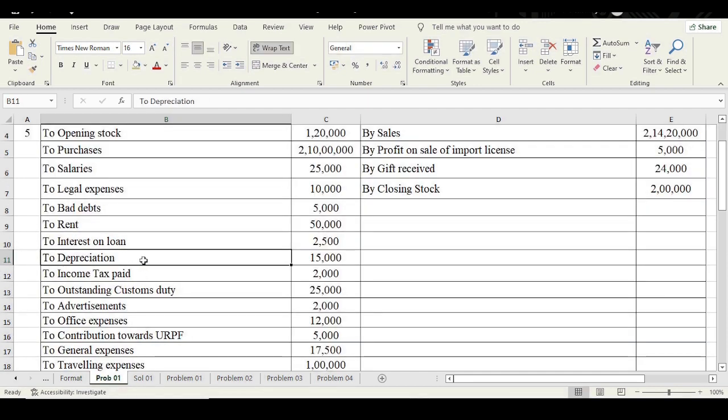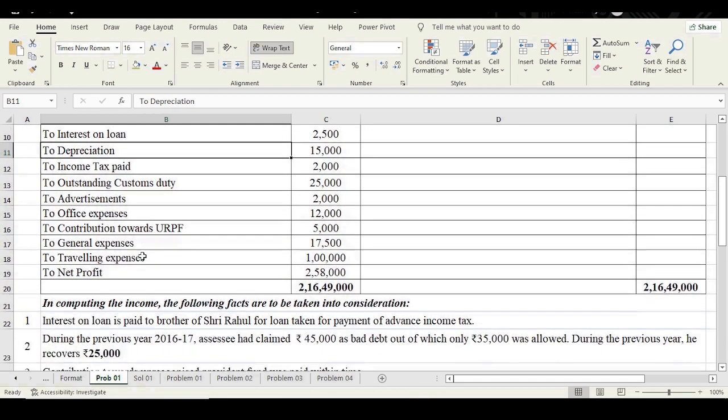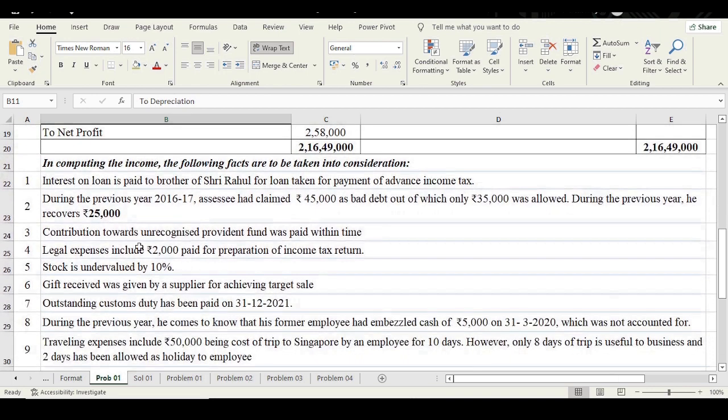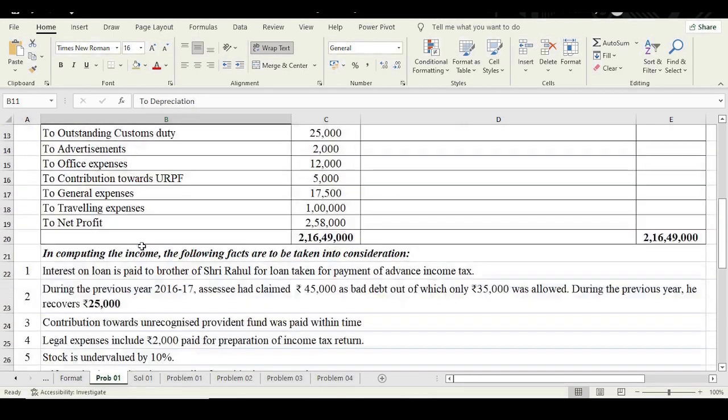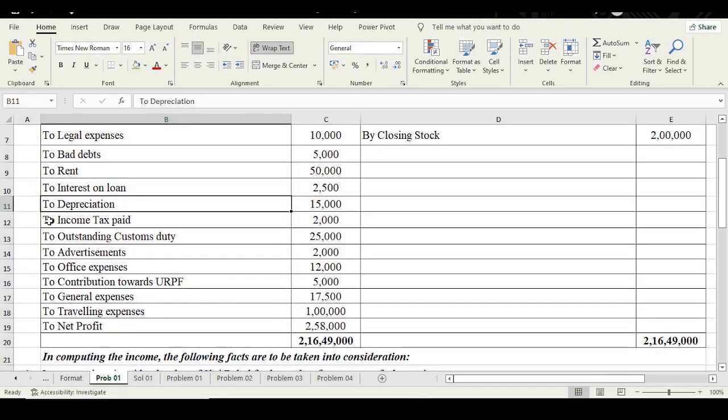Then depreciation. Depreciation is an allowable expenditure. Depreciation is for the wear and tear of the machine, use of the machine, use of various assets. As such, it is an allowable expenditure. Is there any adjustment relating to depreciation? No adjustment. As such, it is an allowable expenditure.